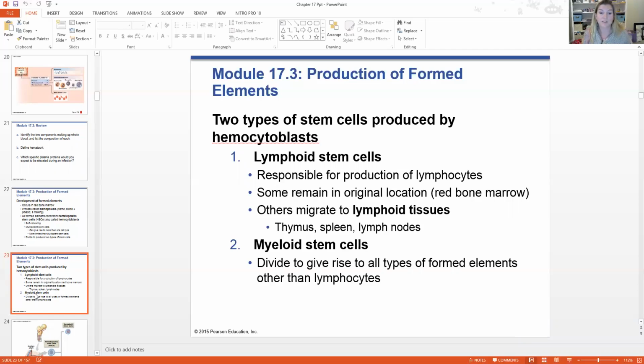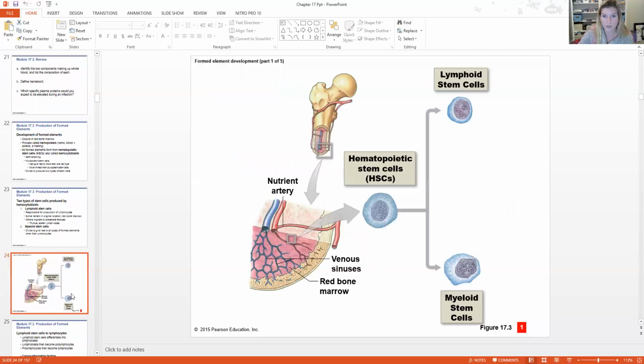The myeloid stem cells actually stay in the bone marrow, and they're going to differentiate into all of the other types of blood cells. So here you can see this process all in the red bone marrow. Where those nutrient arteries are is a very nutrient-rich area within the bone marrow. That's where this cell division occurs. The hemopoietic stem cells differentiate into lymphoid stem cells or myeloid stem cells.